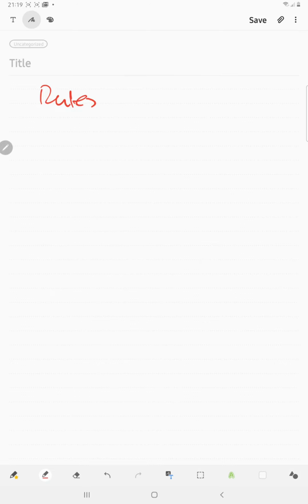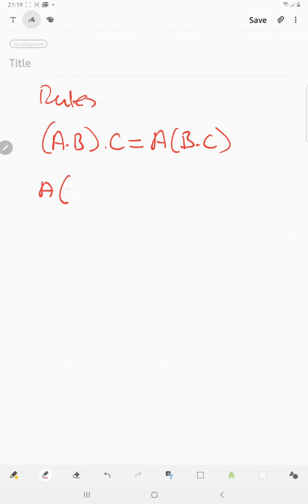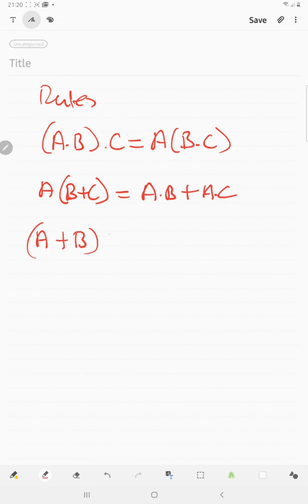We have what is called the associative rule. We can have matrix A multiplied by matrix B and C is the same as matrix A multiplied by B, and C. The other one is called the left distributive rule, which says A times (B plus C) is equal to A times B plus A times C. On the right, you can have (A plus B) times C equal to AC plus BC. So this is called the right distributive rule.